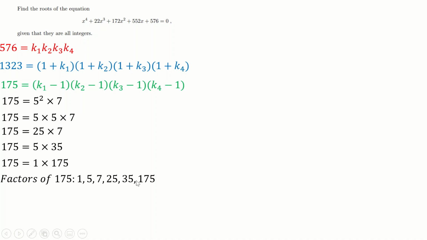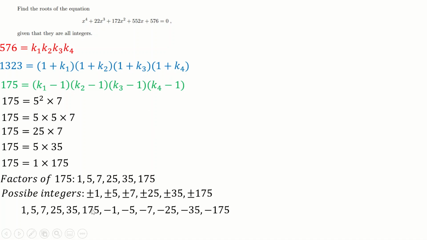Now, those are the factors, but remember, this question is just talking about integers, not factors. So I can also say that these could be the things that multiply to make 175, they could be all the negatives as well. So those are all the possible integers that can be used to make 175 out of these 4 things. Now, if I list those out like this with all the positives first and the negatives second, now I can say, well, what would the k's have to be?